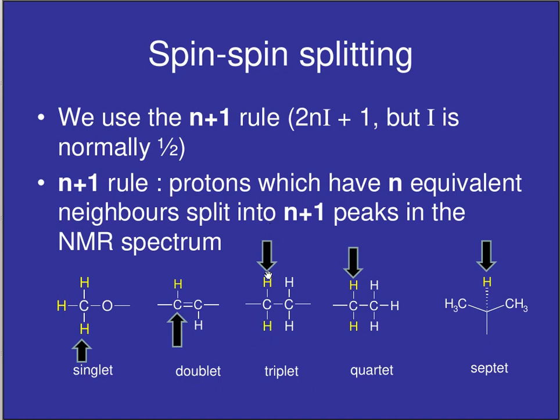See this CH2 group here? How many neighbors? It's got 2 neighbors, so it'll appear as a triplet. This one has 3 neighbors, so it'll appear as a quartet. This is an interesting case. This proton has got 6 equivalent neighbors, and because it has 6 equivalent neighbors, it will appear as a septet. So spin splitting is really important because it shows how each signal is split due to the neighbors.